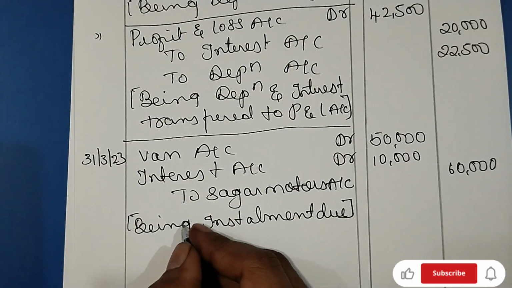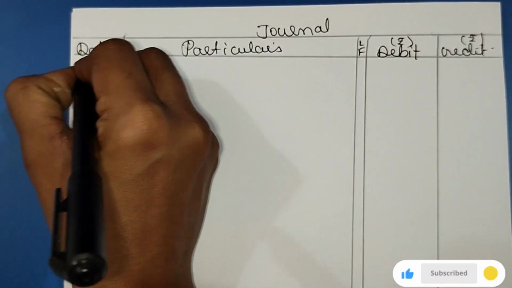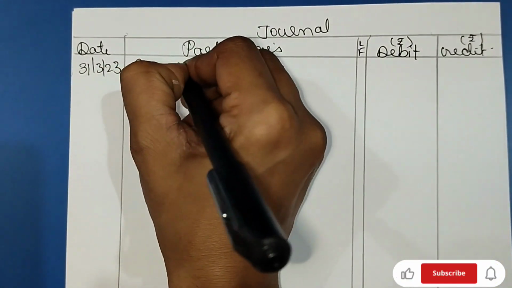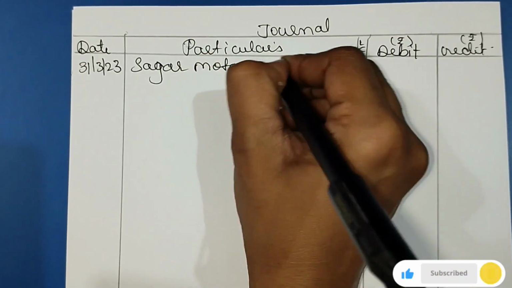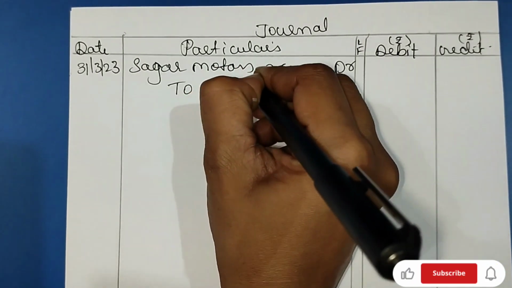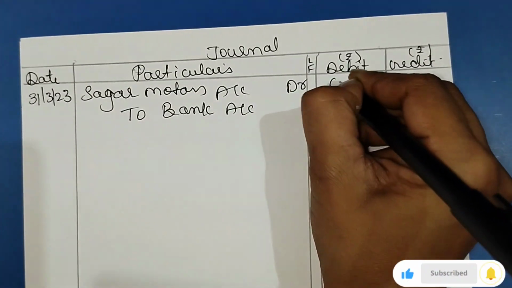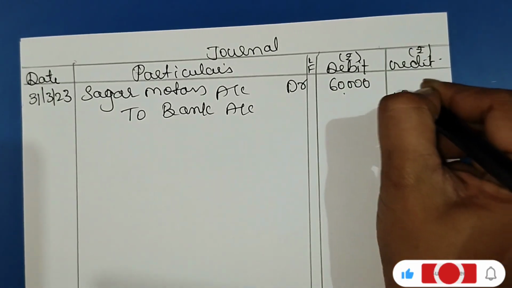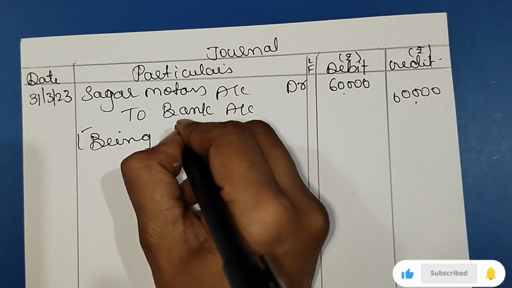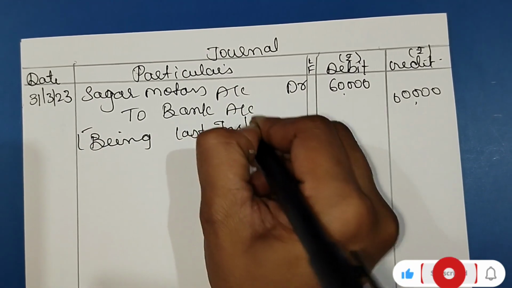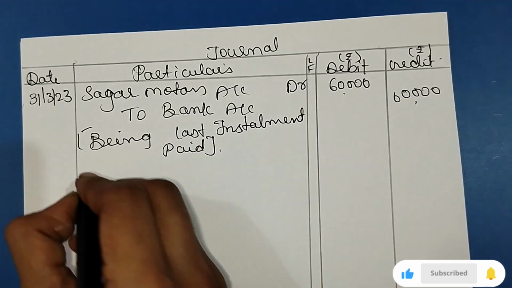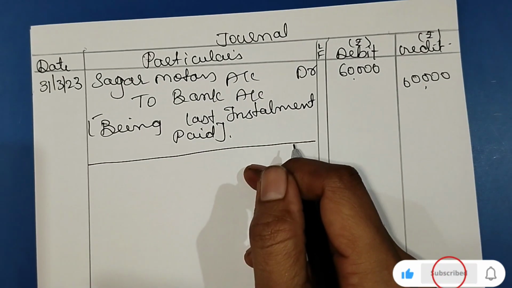The next entry is the payment entry, on 31st March 23. Sagar Motors account debit to bank account. Amount is 60,000, being last installment paid. Now the installment entry we have done.